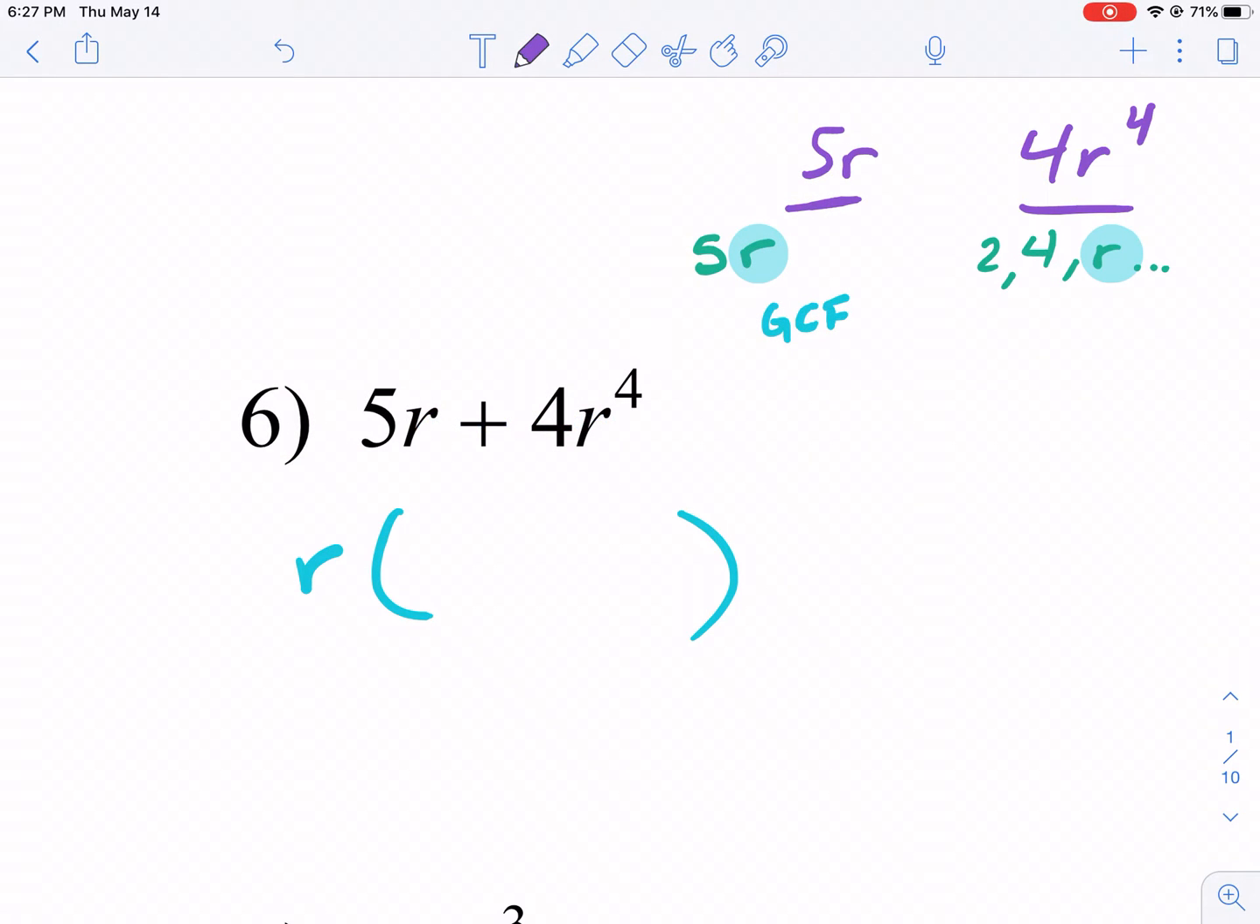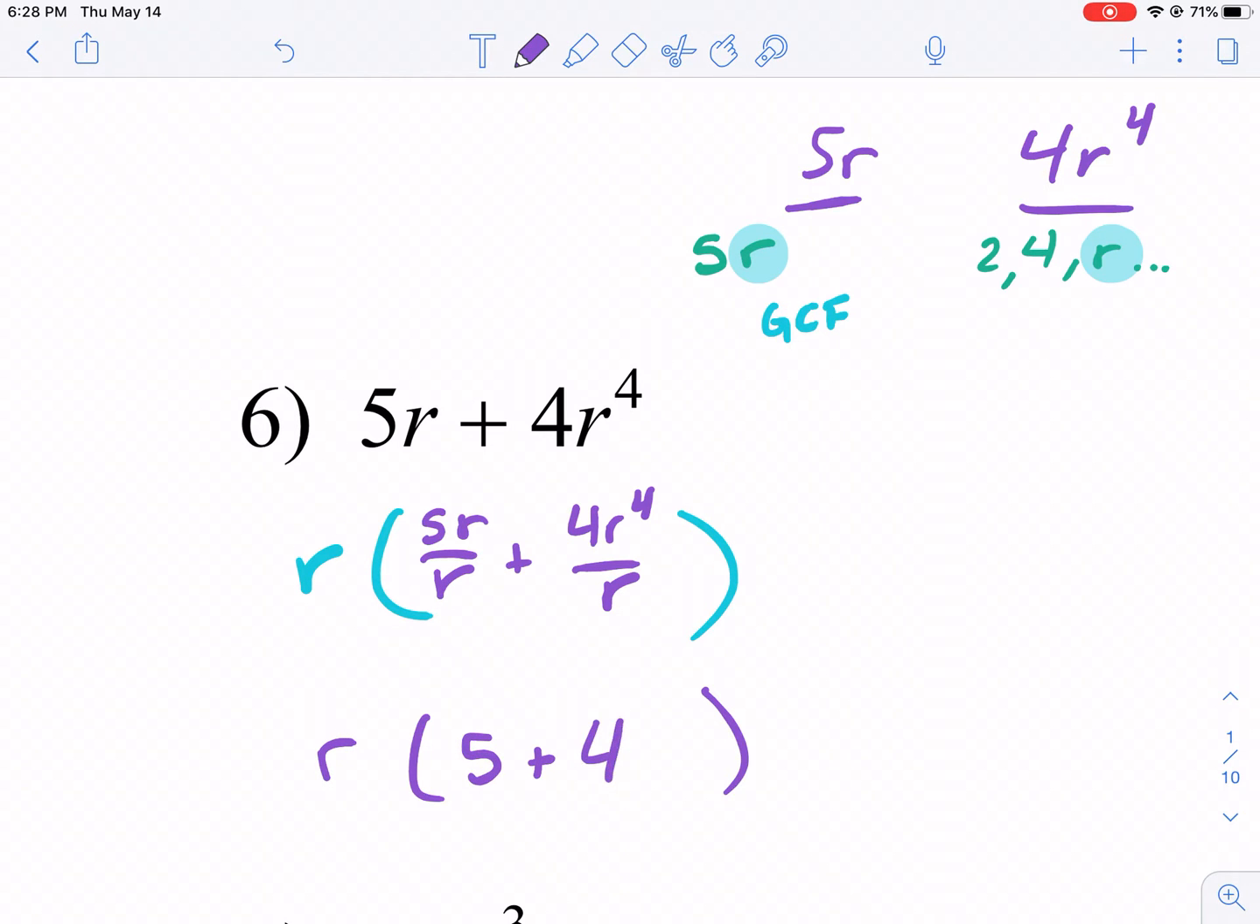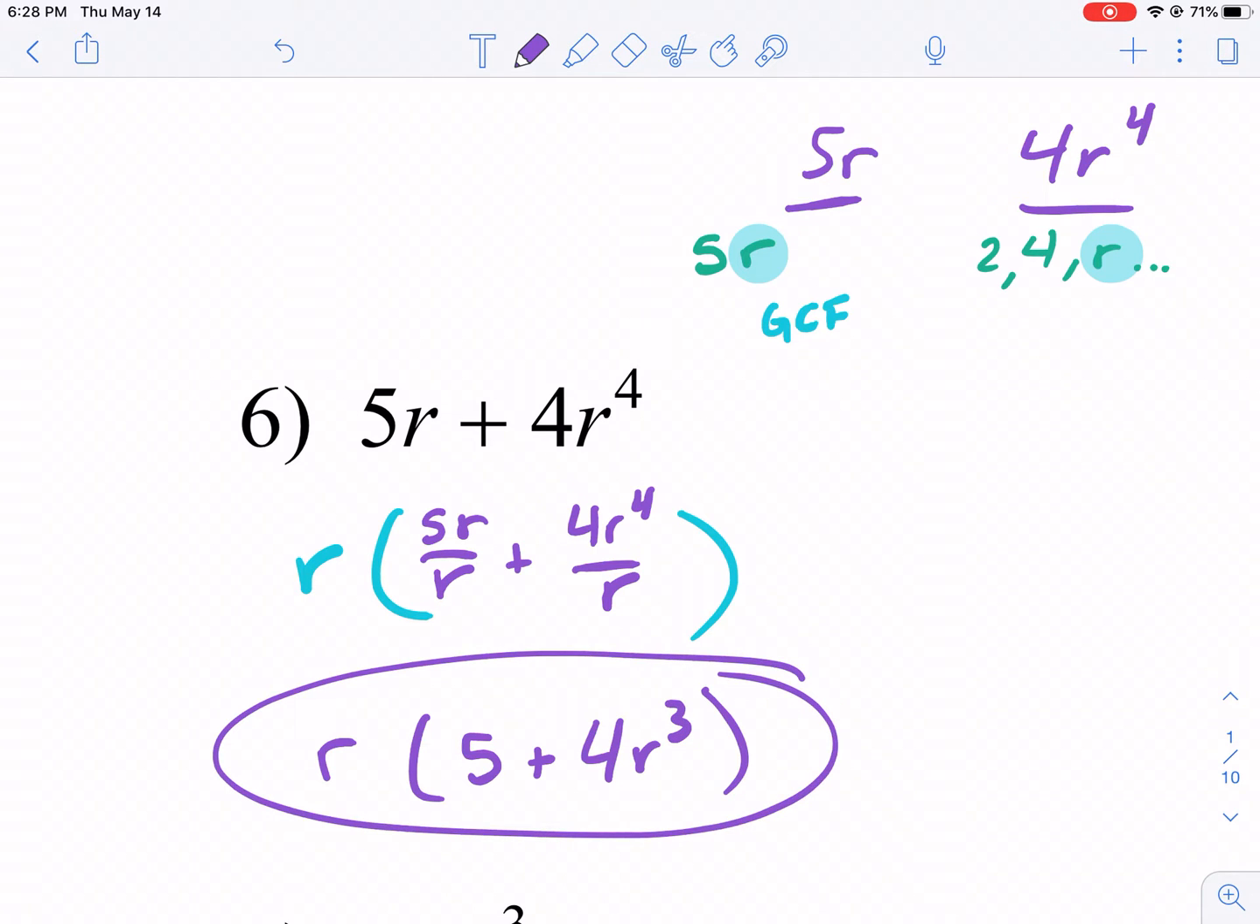And now we're going to write everything else on the inside. Essentially, we're doing 5r divided by r plus 4r to the fourth divided by r. Because when we distribute this r, we want the r's to cancel and go back to standard form. We're trying to put it in factored form, but we're going in reverse. So 5r divided by r gives us 5. And then 4r to the fourth divided by r gives us 4r cubed. And this is going to be our final answer.